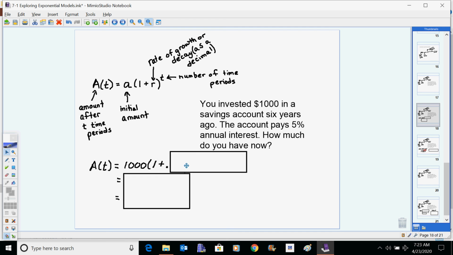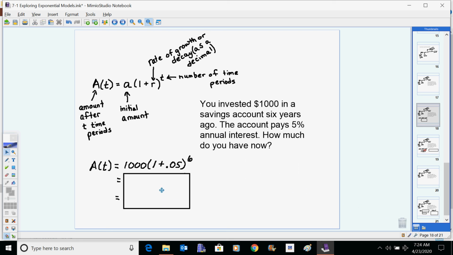Our growth rate is 5%. So as a decimal, that's 0.05. Don't forget, when you go from a percent to a decimal, move your decimal place two places. And 6 years, because annual means once a year, 5% every year. And so there's your exponent.